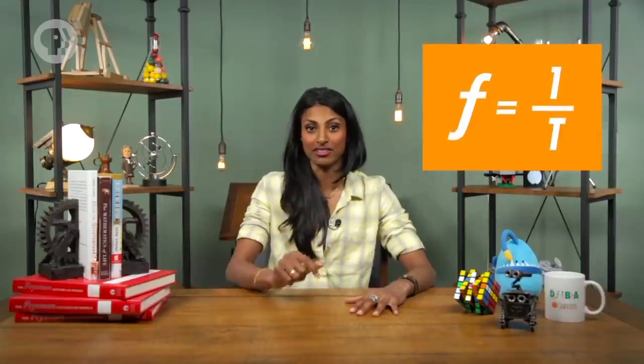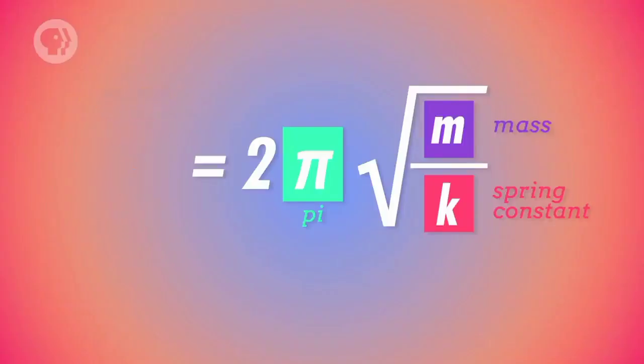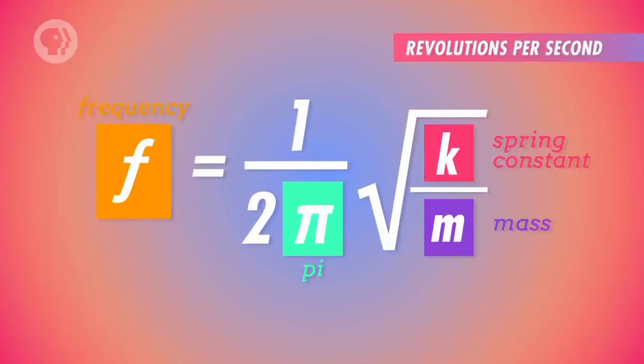Now we've also talked about the frequency of uniform circular motion. It's the number of revolutions the marble makes around the ring every second, and it's equal to 1 divided by the period. In this case, the frequency will also be equal to 1 over 2 pi times the square root of k over m. And that'll apply to the ball on the spring too, because the rules are the same.